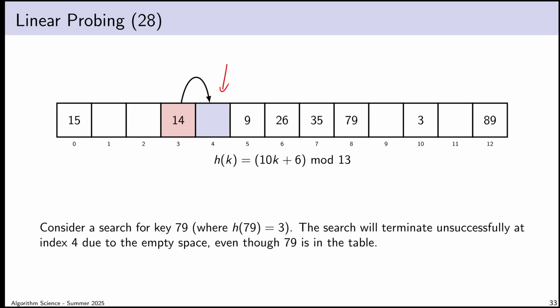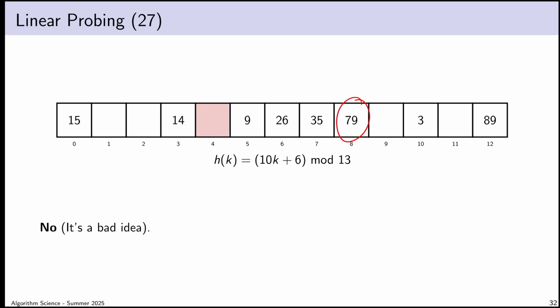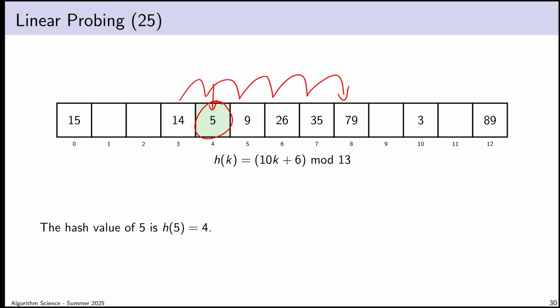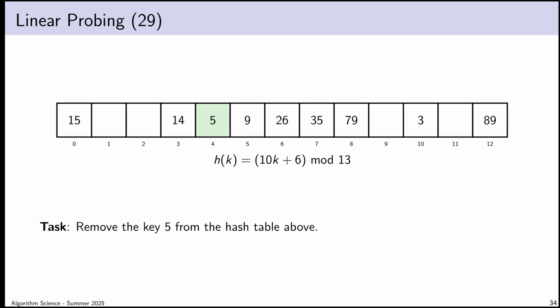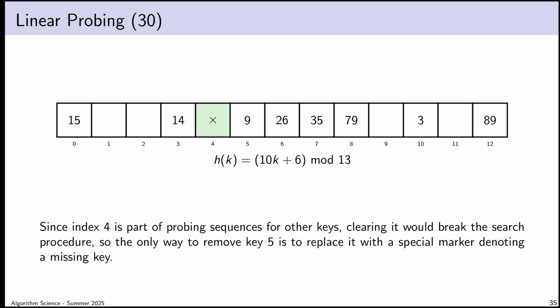And unfortunately, the solution to this is you can't simply delete an element and leave the space in the table blank. Because if I do that, I'm breaking a connection that needs to exist. Although I don't necessarily have to have a 5 here, this has to be treated as a full index by a search procedure so that if I go searching for 79, I don't stop. I keep going until I find 79.